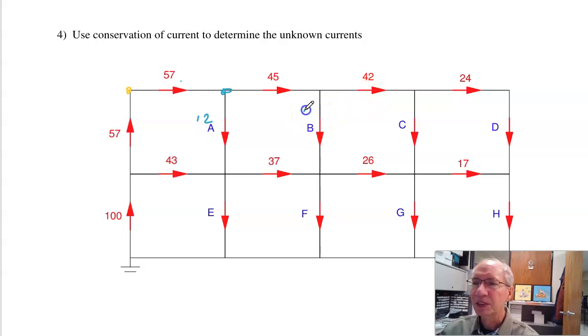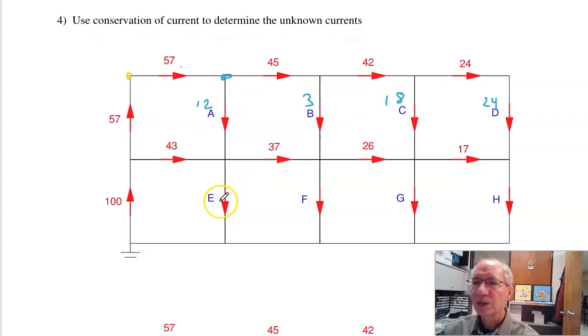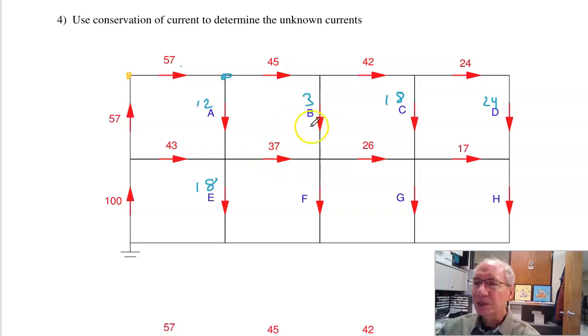42 went right, I'm missing 3, so B must be 3. 42 go in, I have to have 42 out. Here's 24, the remaining 18 is right here. 24 in, got to be 24 out. For E, 43 and 55 go in, I have to have 55 going out. So here's 18. 37 plus 3, 40 going in, I have to have 40 going out. Here's 14.